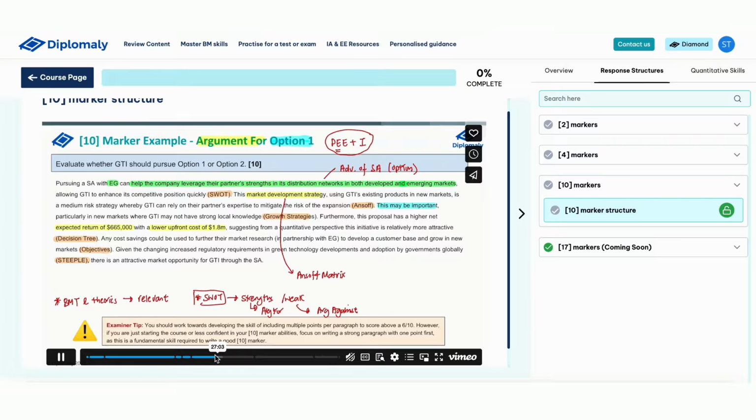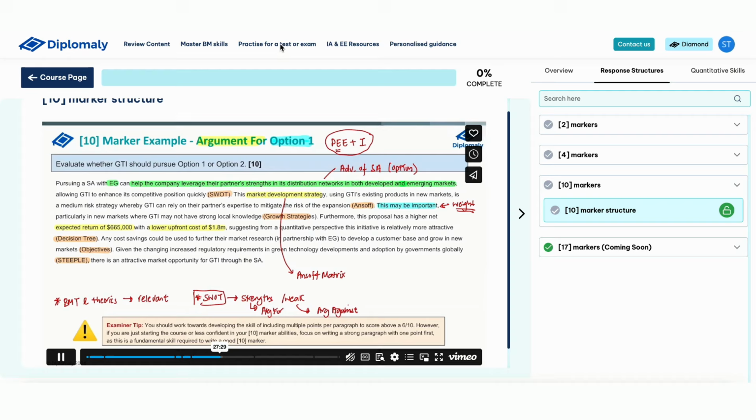If you're looking to further practice your 10-marker skills, we have numerous resources on Diplomaly that can help you with this. This includes a video breaking down the different types of structures that you can take depending on the type of 10-marker you have to answer. This video also includes a paragraph-by-paragraph analysis on what your teacher or final IB examiner will look for when they're grading your introduction, body paragraphs, and conclusion.